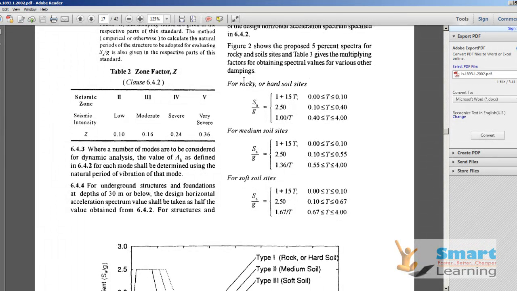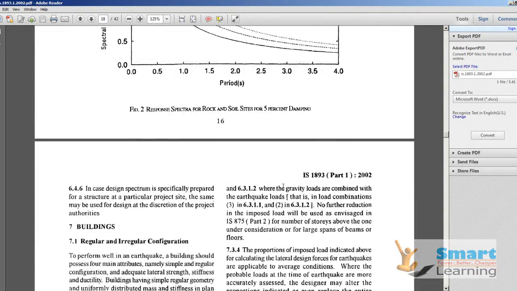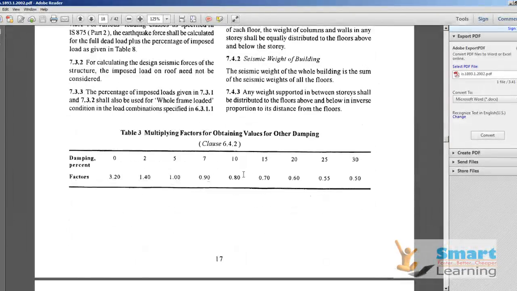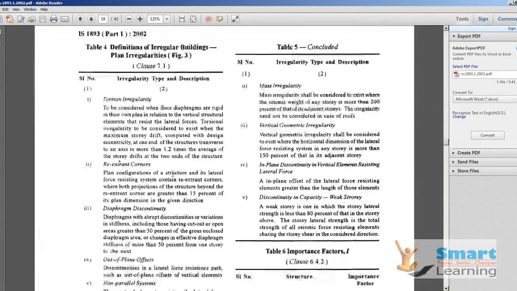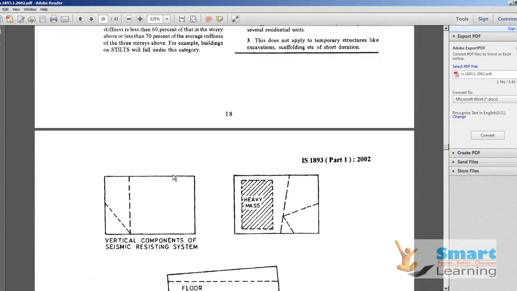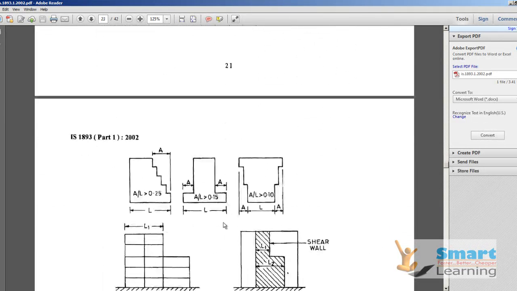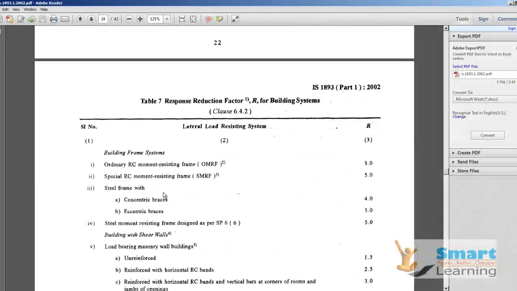And here you can see, for the rocky soil or the hard soil, what will be the Sa by g in this particular table, and for the medium soil. And here you can get all the details. The seismic weight, this is the damping percentage, how much you can give, and the factor. And also you can find a couple of other important parameters which you can use.